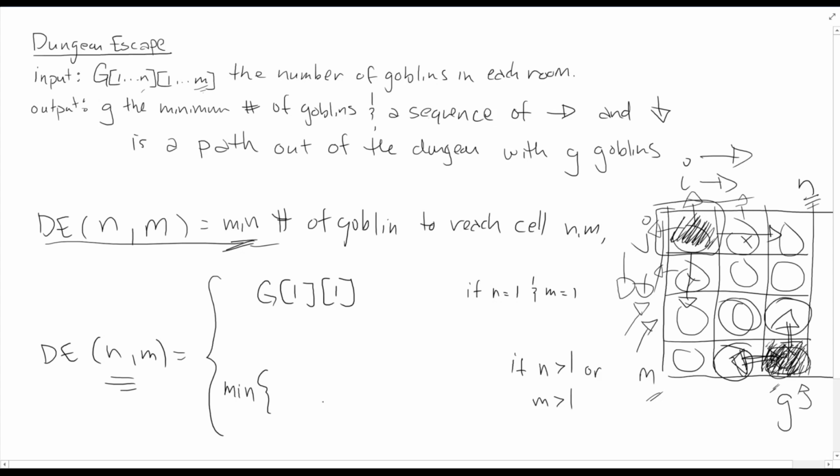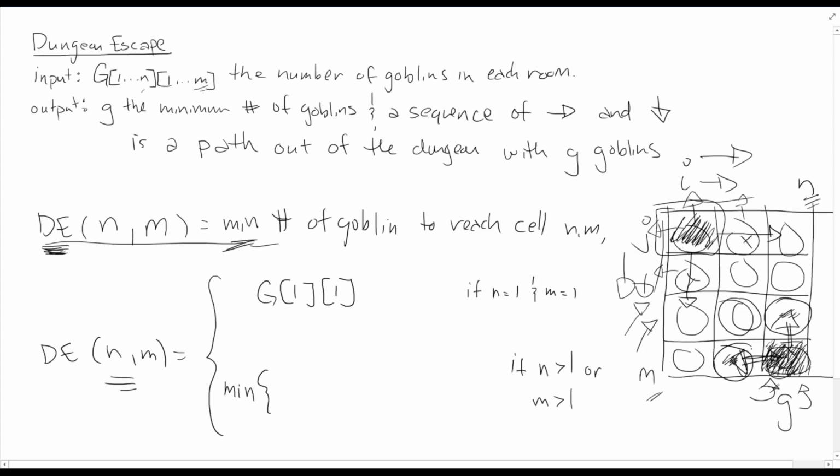Okay. Now what we're going to say is, to reach this room, one thing we know is no matter what, we have to fight the goblins in that room, and I'll get to that in a second. But otherwise, we either fight the minimum number of goblins to reach the room above, or we fight the minimum number of goblins to reach the room to our left. Luckily, here's where we're going to do our recursive bit. We already have a function that expresses the minimum number of goblins to reach a particular cell.